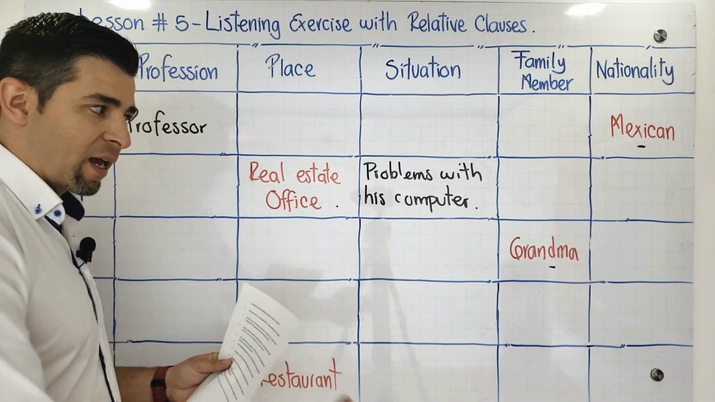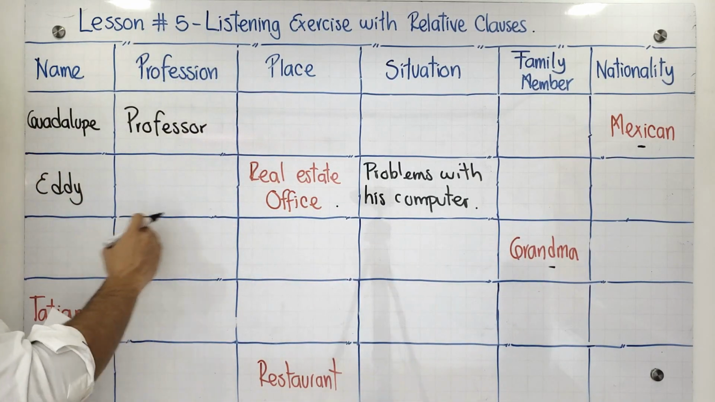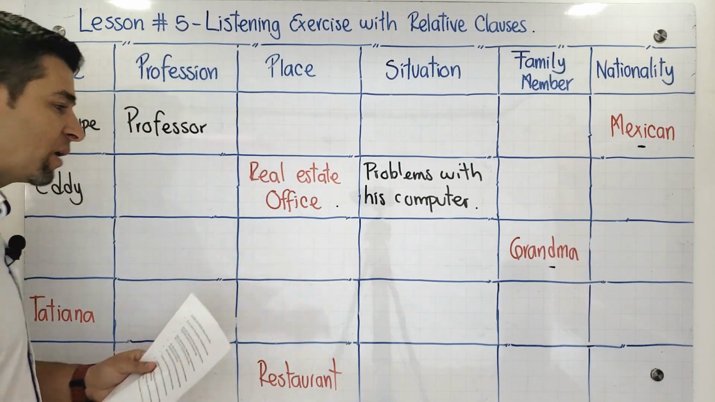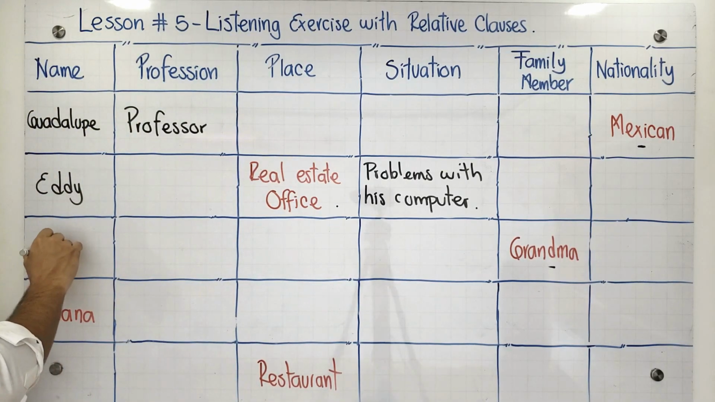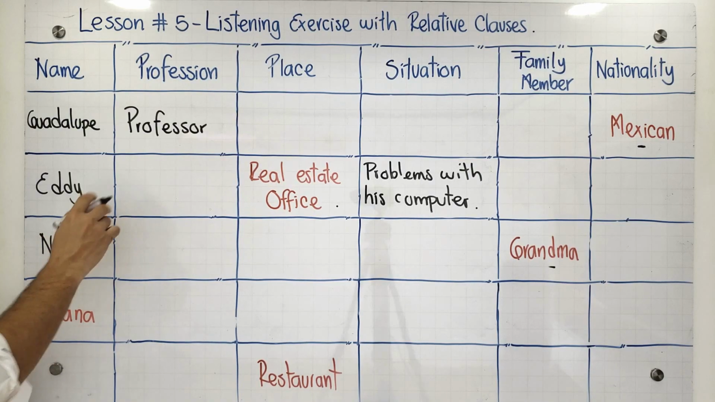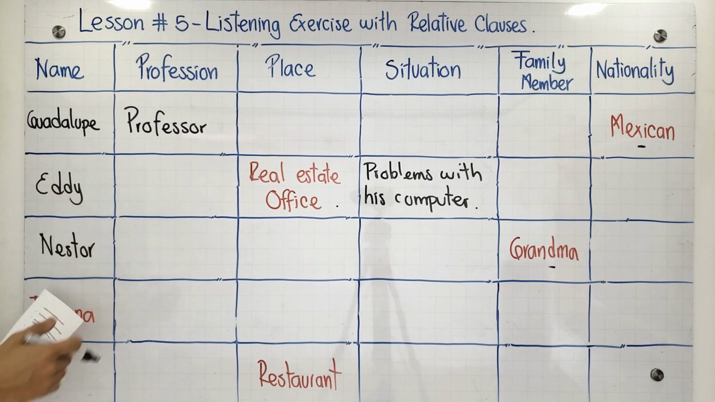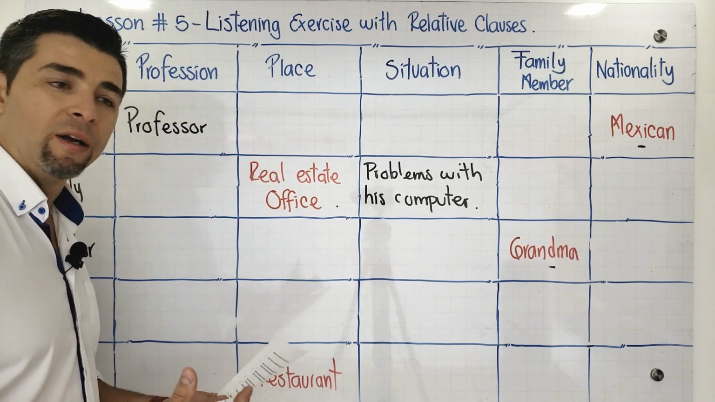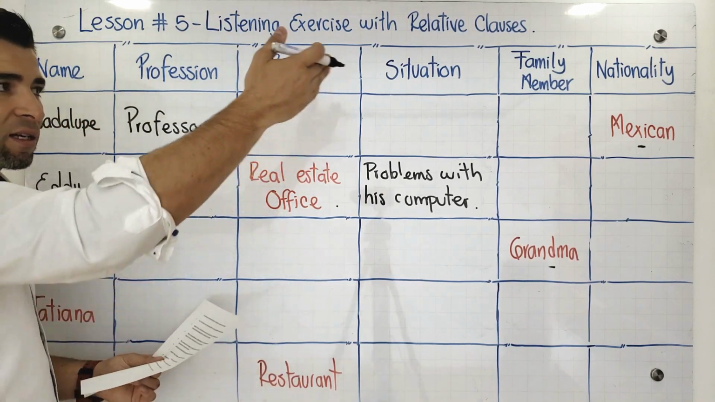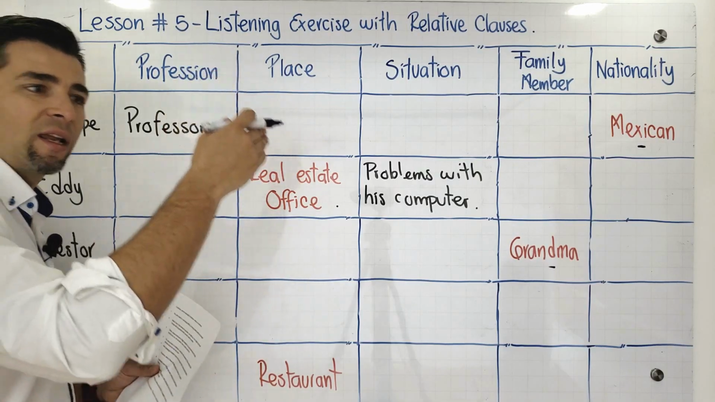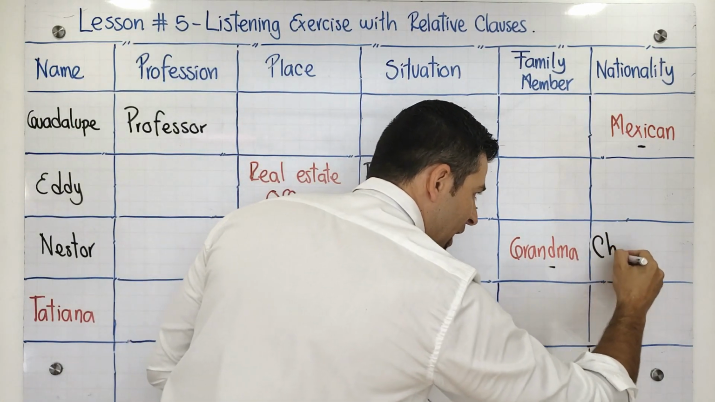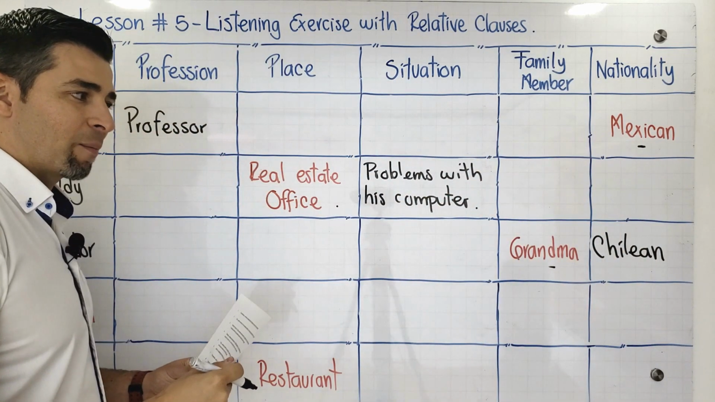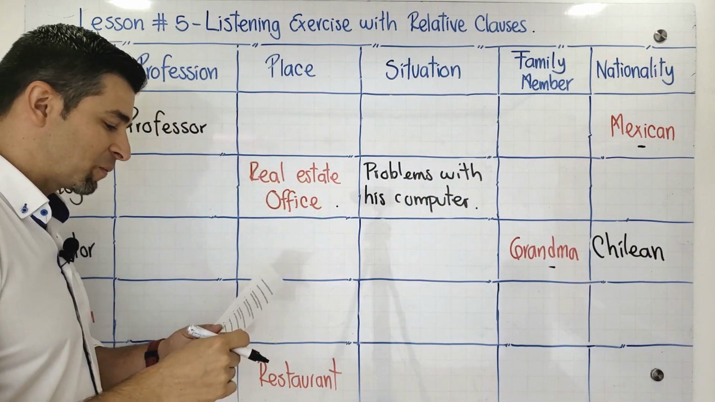So I'm going to read it again now that we know the spaces in which we have to write. Nestor lives in Chile. So this is his name, Nestor. Nestor lives in Chile where he was born. So that means his nationality is Chilean, guys. Okay, Chilean. A greeting to all the Chileans who are here following the course. A greeting to you, guys.